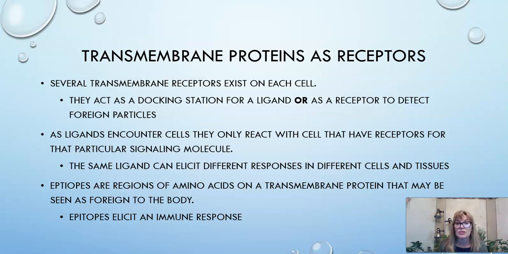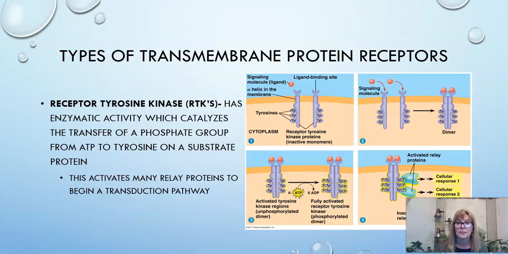They act as docking stations for a ligand, remember, which is just a signaling chemical, or they can act as a receptor to detect foreign particles, as within the immune system. As ligands encounter cells, they only react with cells that have receptors for that particular signaling molecule. It's very important to remember that. The same ligand can elicit different responses in different cells and tissues. So, epitopes are regions of amino acids on transmembrane proteins that may be seen as foreign to the body. Epitopes elicit an immune response, and we'll talk a little bit about them later.